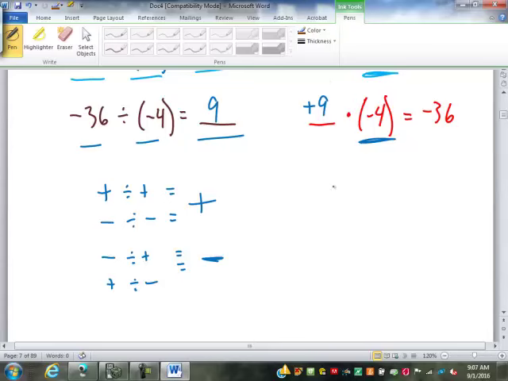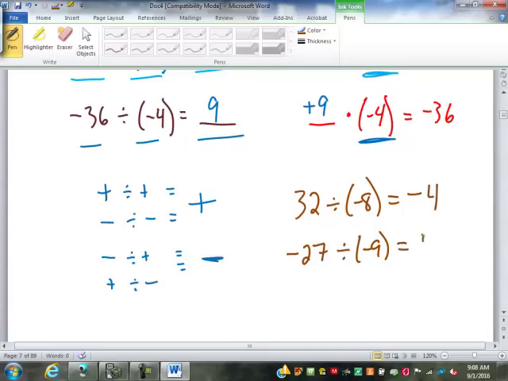So if I have 32 divided by negative 8, is my answer going to be positive or negative? Negative. And 32 divided by 8 is 4. If I have negative 27 divided by negative 9, is my answer going to be positive or negative? Positive. Negative divided by negative is a positive. And I get 3. 27 divided by 9 is 3. Or if I have a negative 45 divided by 5, is my answer going to be positive or negative? Negative. A negative divided by positive is a negative. 45 divided by 5 is 9. So we get negative 9.